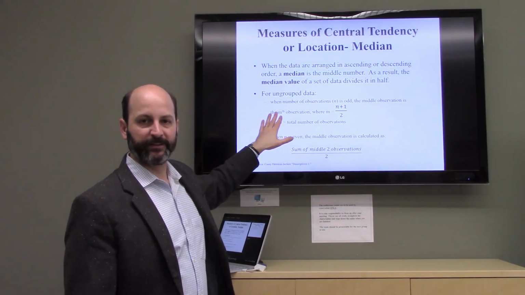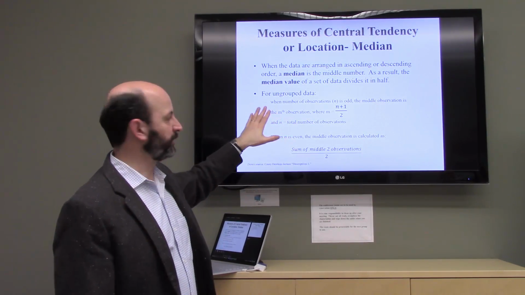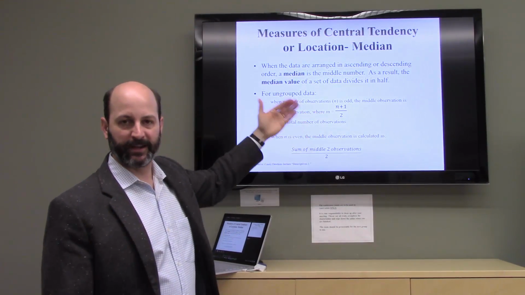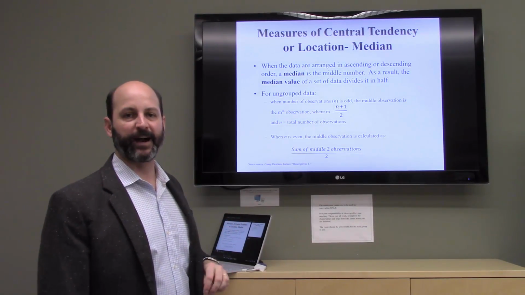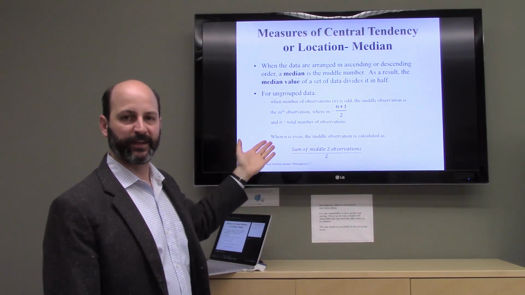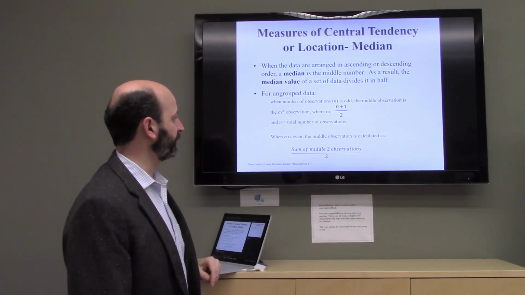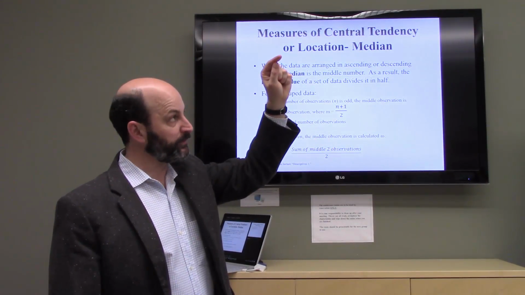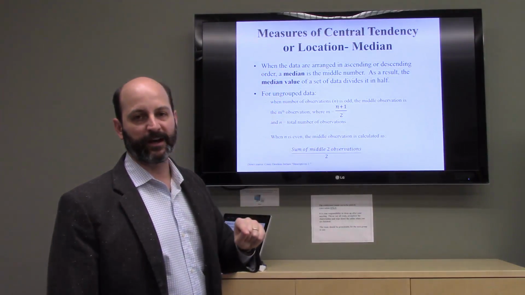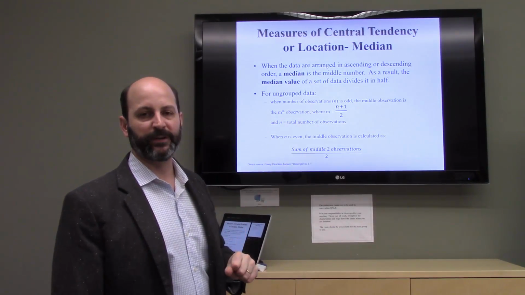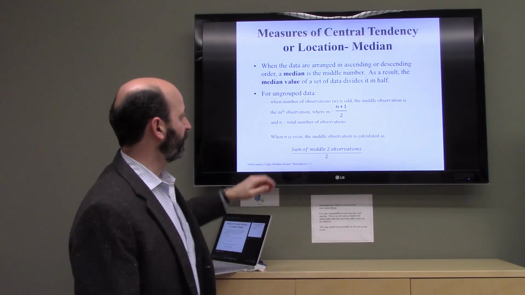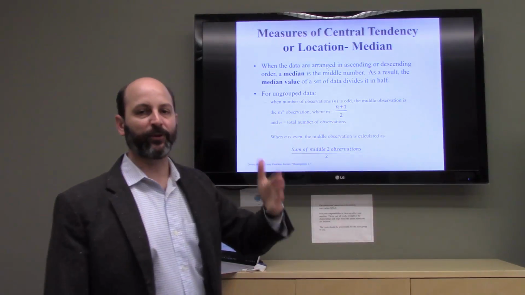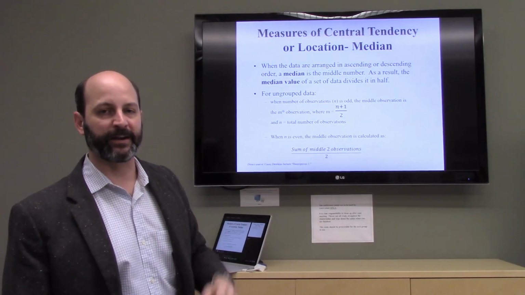For ungrouped data, remember we're dividing it between grouped and ungrouped data, when the number of observations n, which we talked about before, the number of items in previous slides, or in this case, we're also calling it the number of observations, is odd, when you take all the numbers and put them in order and that total number of observations is odd, then you can find the middle observation through this formula. You basically take the total number of observations plus 1 and you divide it by 2.